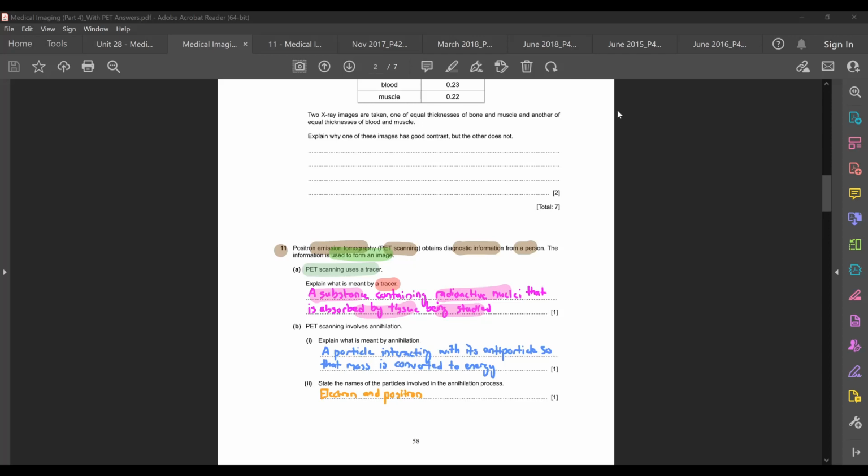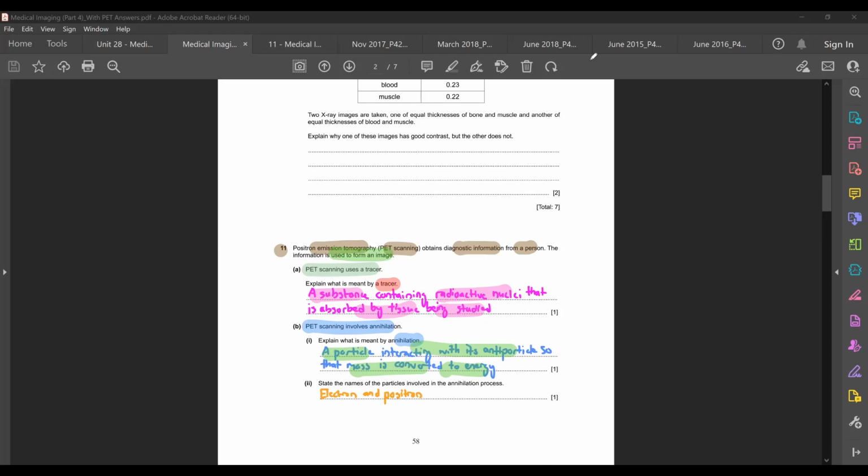Then after that, in part B, PET scanning involves annihilation. So what is meant by annihilation? This is the definition. Annihilation is when a particle interacts with its antiparticle so that mass is converted to energy.